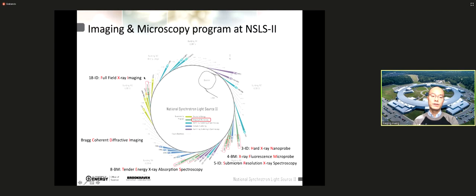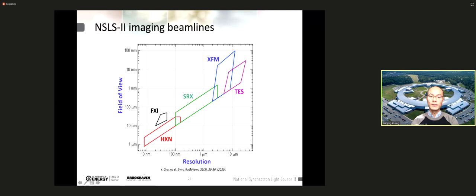We also have a full field imaging beamline here, and two weeks ago, Dr. Ge, in his lecture, covered the capabilities that can be done at that beamline. And we have a Bragg coherent diffraction imaging beamline currently under construction. And we also have another tender X-ray spectroscopy and imaging beamline. And the probe size is also a few microns. And we can see this group of beamlines provides a group of visualization and analytical tools covering a rather large range of resolution and field of view. And the HXN beamline I'm going to talk about today is located at the high resolution and relatively small field of view region in this map.